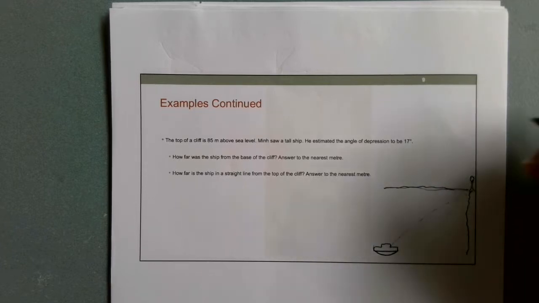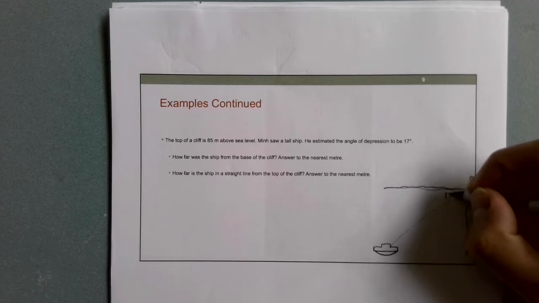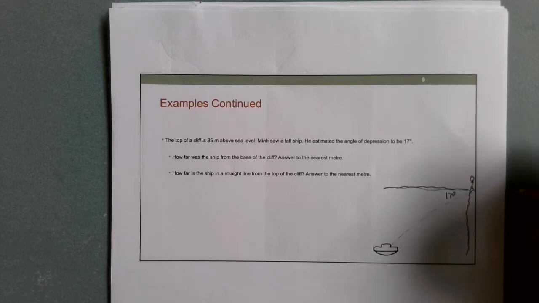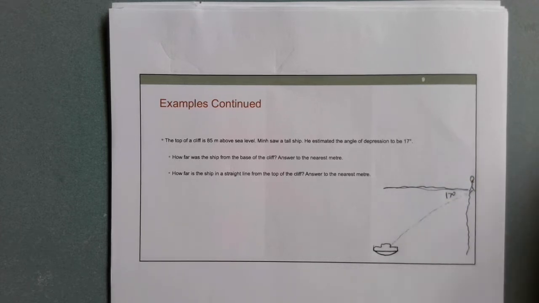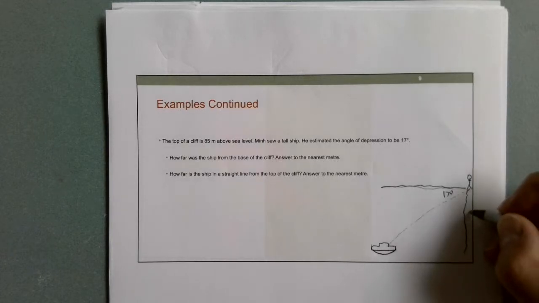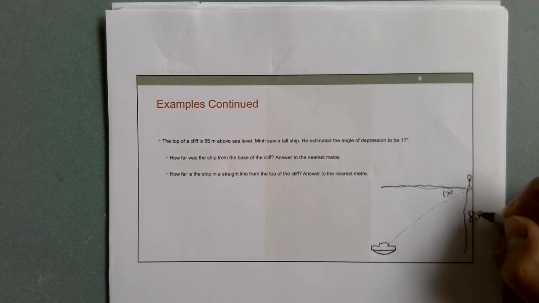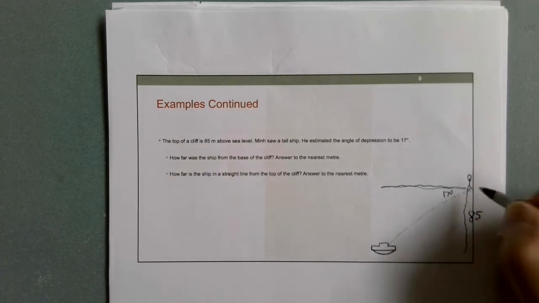And this time we're talking about the angle of depression. So we're going to draw our horizontal line in and just write 17 degrees there. What we want to find out is how far the ship is from the base of the cliff, and we want to answer to the nearest meter. We also want to find out how far the ship is in a straight line from the top of the cliff. So this line here.